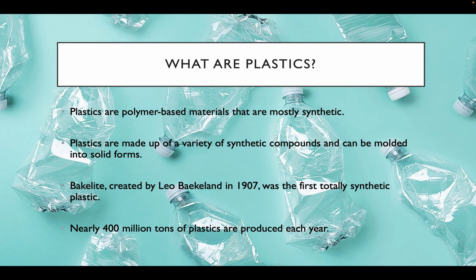The name plastic refers to the property of plasticity, which means the ability to deform without breaking. Plastics are made up of a variety of synthetic compounds and can be molded into solid forms. Bakelite, created by Leo Baekeland in 1907, was the first totally synthetic plastic. Nowadays, nearly 400 million tons of plastics are produced each year.